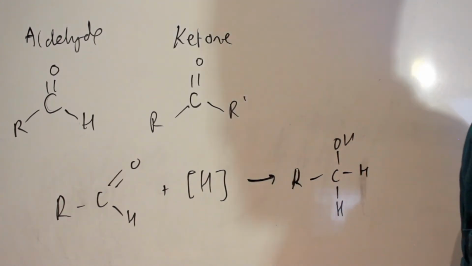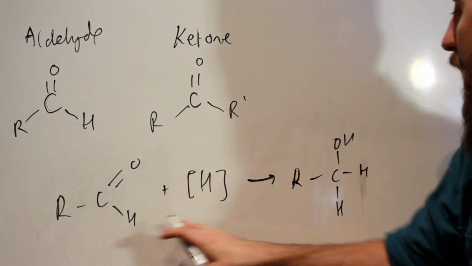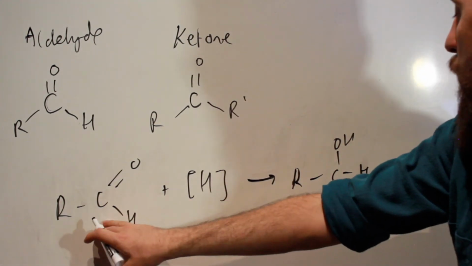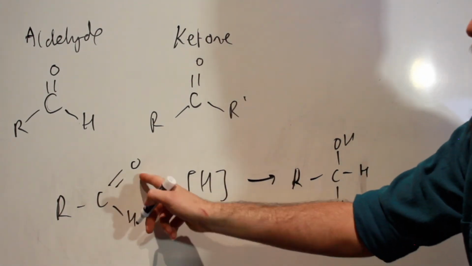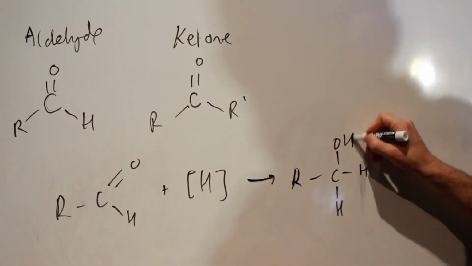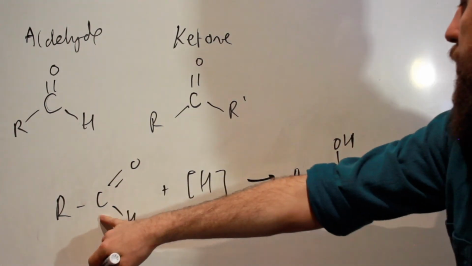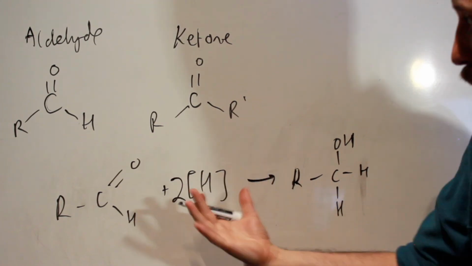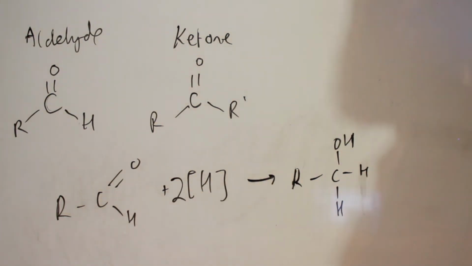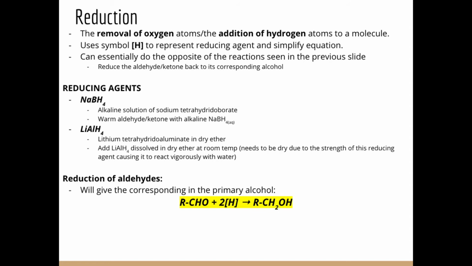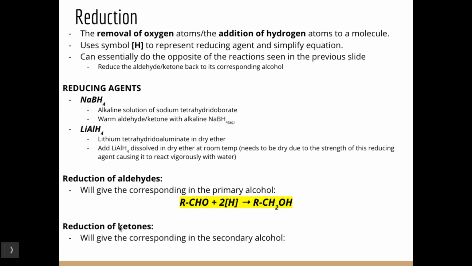Now, what you might notice here is it's a reduction because we're adding hydrogens. And what we're doing is we're adding 2 hydrogens. We're adding a hydrogen essentially to the oxygen atom to make the alcohol, and we're also adding another hydrogen to the carbon, so we need to have 2 molar equivalents of the reducing agent. So from the reduction of aldehydes, we'll always get the corresponding primary alcohol. Similarly, reduction of ketones will always give the corresponding secondary alcohol.